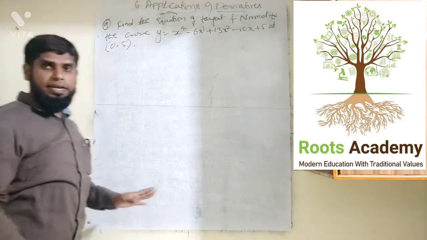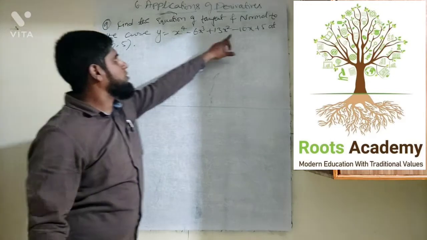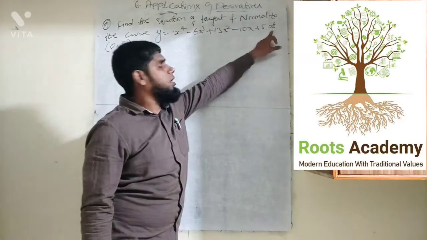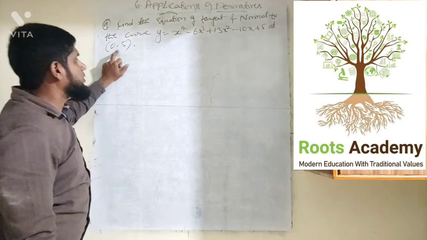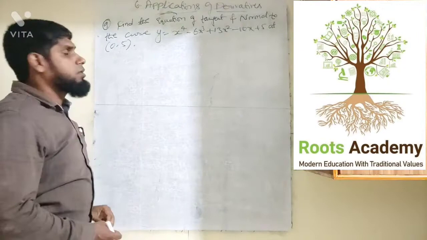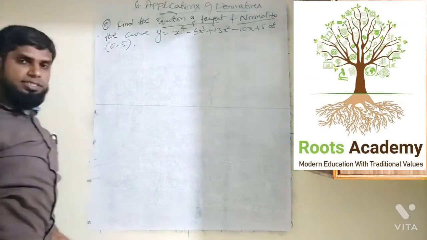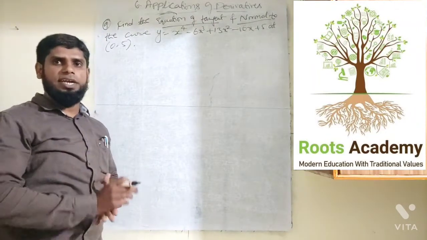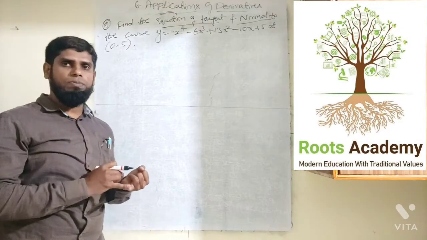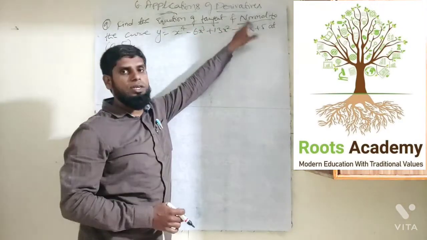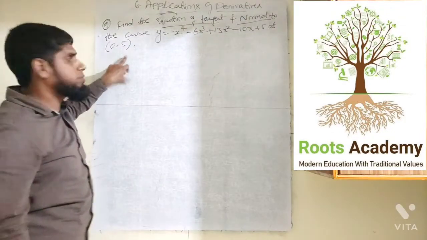The student this time is directly asking the equation of tangent and normal to this curve at the point 0, 5. At this particular point, there is a tangent to this curve. Now we should find the equation of tangent and normal. We already discussed the formulas to find the equation of tangent and normal. So in that, you are seeing we need a point and we need a slope. The point is already given here. Let us find the slope.